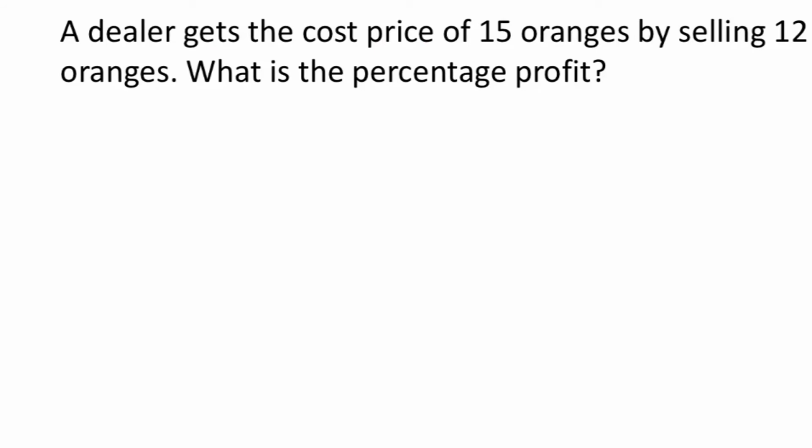A dealer is getting the cost price of 15 oranges by selling 12 oranges. What is the percentage profit? Here nothing is given about rupees. No cost price is given, selling price or profit and loss. Given the cost price of 15 oranges is made by selling 12 oranges. That means the cost price of 15 oranges is the same as the selling price of 12 oranges.